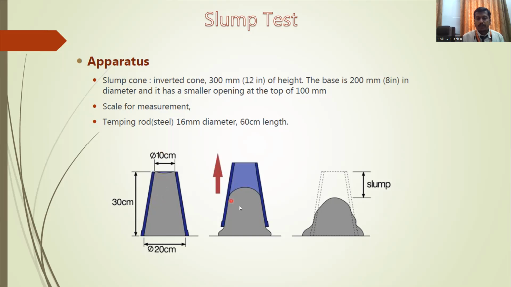After that, you are going to lift the cone like this, as you can see in the diagram B, second diagram. After lifting the cone, it may happen that the concrete can gain the shape of the cone as like this, or it may gain the shape as like this. Correct, na? It depends on the quantity of water that you have used to prepare the concrete mix.